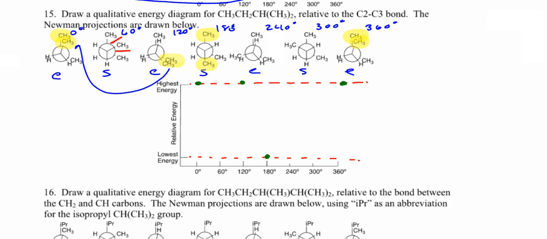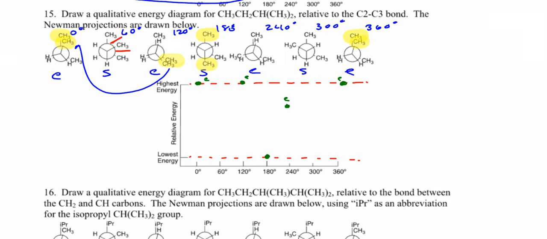Right? So the one at 240 should be lower than the ones at 0 and 120. So those are my three eclipses. Or sorry, my four eclipses. This is an eclipse, an eclipse, eclipse. So now I have some staggereds to place.